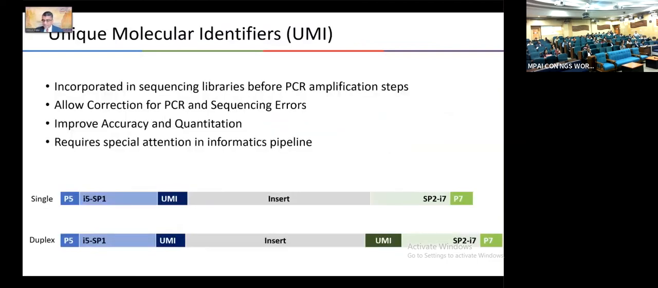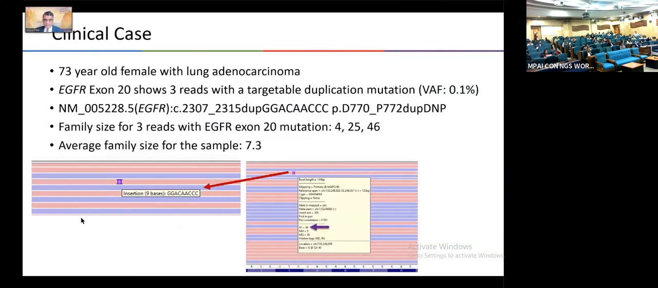Technical advances in chemistry, such as unique molecular identifiers, are allowing us to go deeper and identify these rare variants, like a needle in a haystack, with higher accuracy. This is an example of a lung cancer patient. The plasma showed a very characteristic exon 20 mutation with only 3 reads, but with a decent family size, and we were able to identify these, and later this was also confirmed on the tissue.